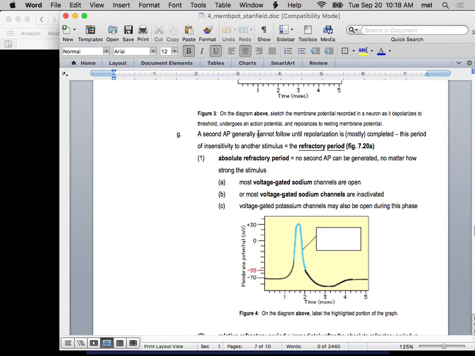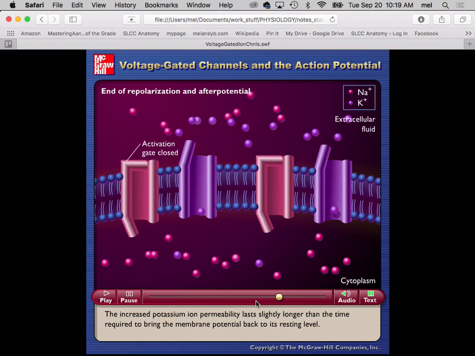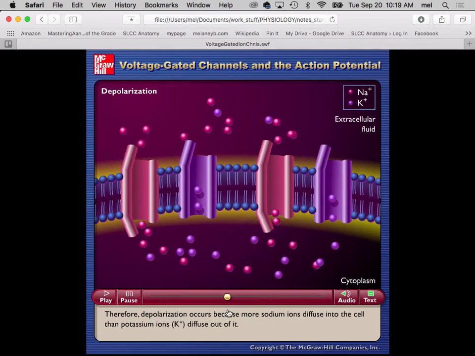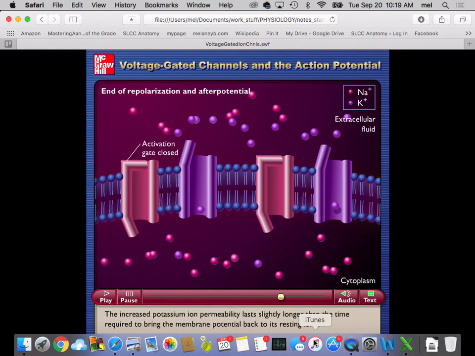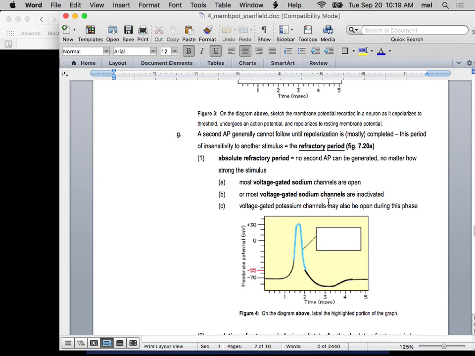And so the absolute refractory period is no way, no how, not going to happen. No second action potential can be generated no matter what. And really that has primarily to do with the position of the voltage-gated sodium channels. If they are not reset to their original position, you can't get another action potential, right? Because even if I could get them to open, sodium would not move. So as long as your voltage-gated sodium channels are still busy, you can't get another action potential. You have to reset them totally. So that's called the absolute refractory period.